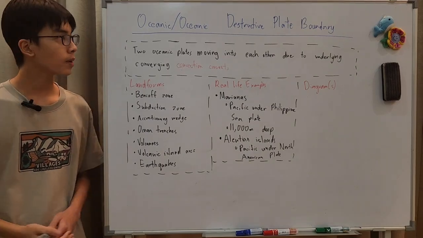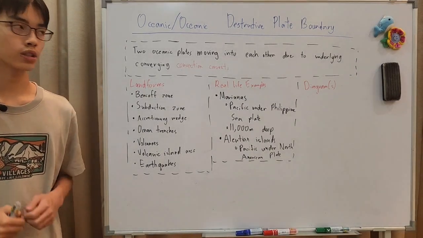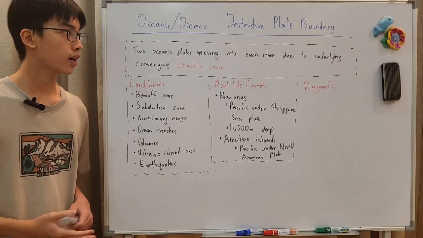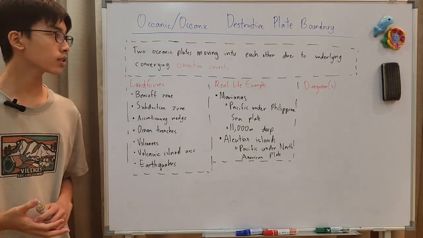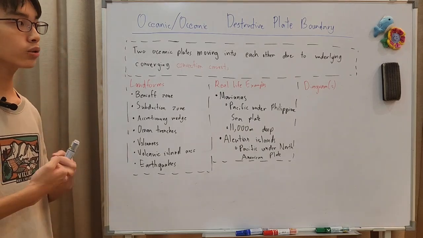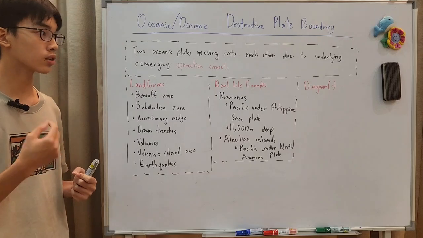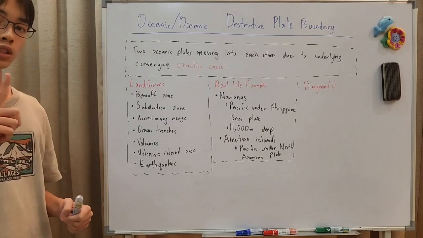Hi everybody, let's talk about oceanic destructive plate boundaries. So what are destructive plate boundaries, especially oceanic ones? It's when two oceanic plates are moving into each other due to underlying converging convection currents. And one of them will subduct.